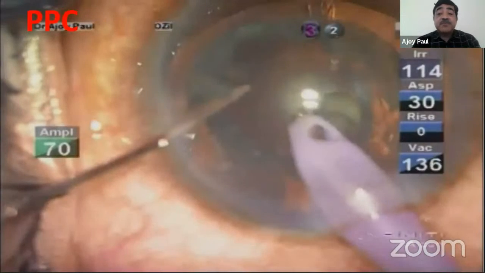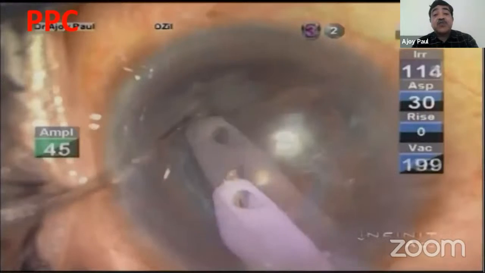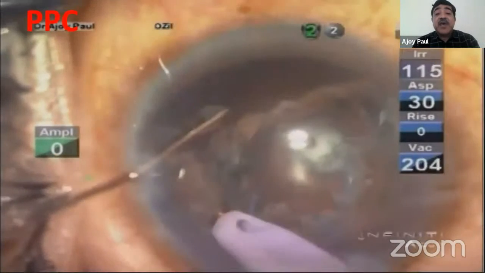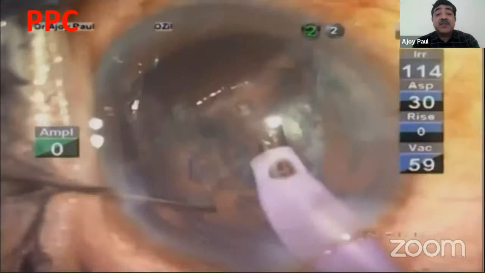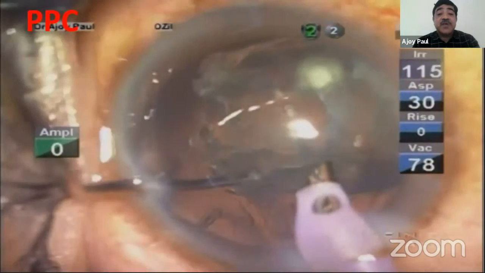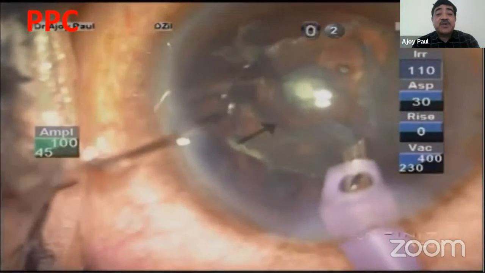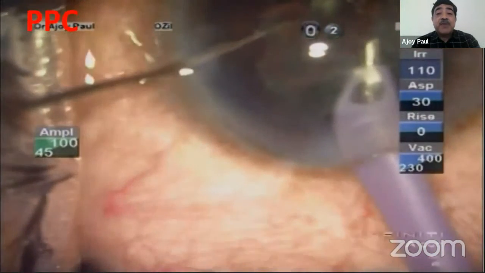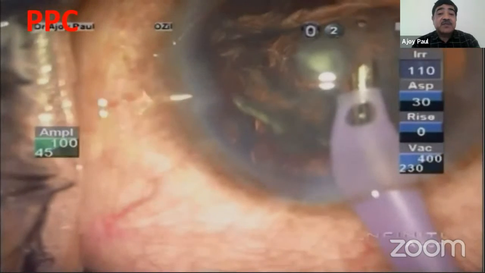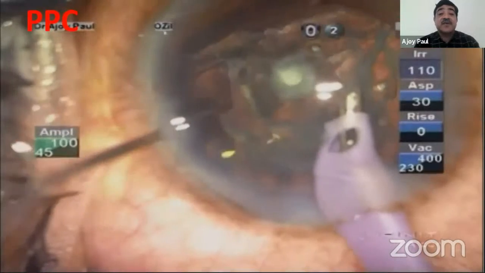With the present machines, like the Centurion machine, you can keep the bottle height around 30 as the irrigation. And then as I'm going and taking, I know that somewhere now I'll meet the PC, and the moment I see it, well, there it is. I stop here, put in a high molecular viscoelastic, in this case Viscoat, no financial interest, but that really serves as the real plug.